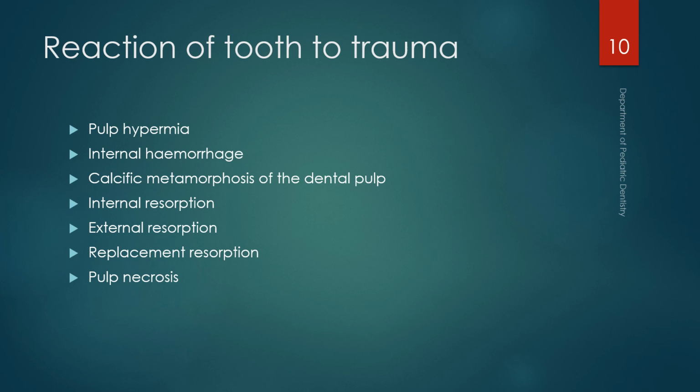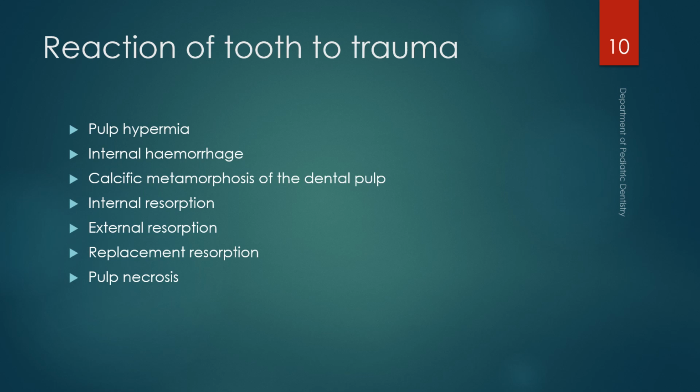So there will be increase in the blood supply in the pulpal space, and you can view this by a translucent light, and the tooth will appear pink as compared to your contralateral tooth or the adjacent tooth. So this is pulp hyperemia. This is very common after traumatic injuries.